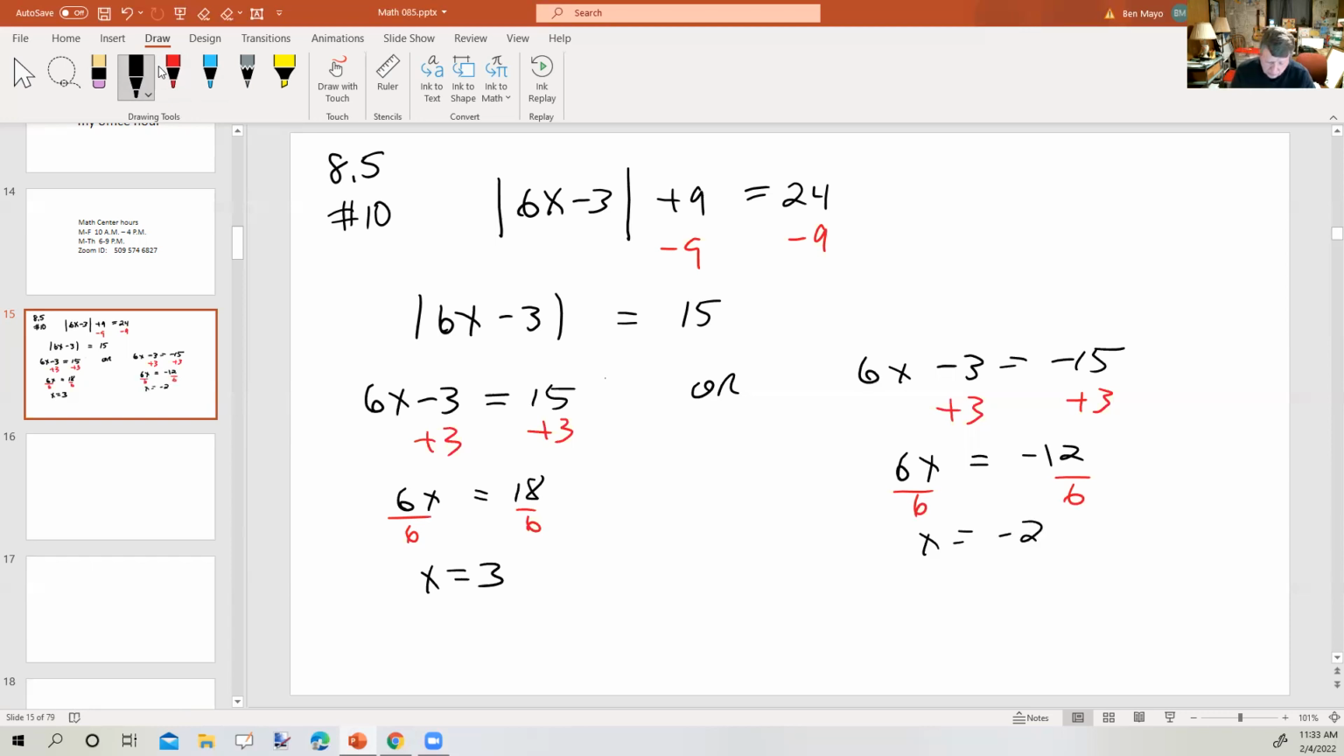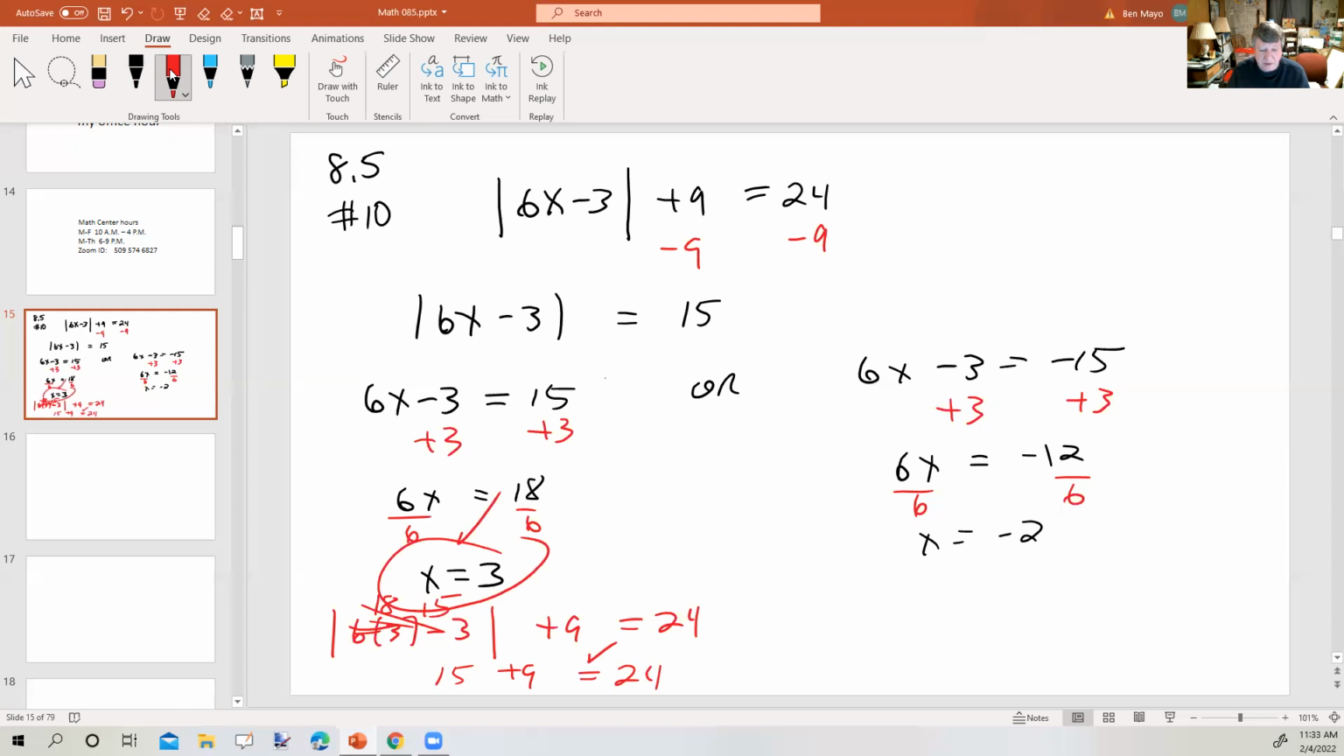Let's check our work. We'll take x equals 3, and we would get the absolute value of 6 times 3 minus 3, and then plus 9 equals 24. 6 times 3 is 18. 18 minus 3 is 15. The absolute value of 15 is 15, and 15 plus 9 equals 24. So x equals 3 is correct.